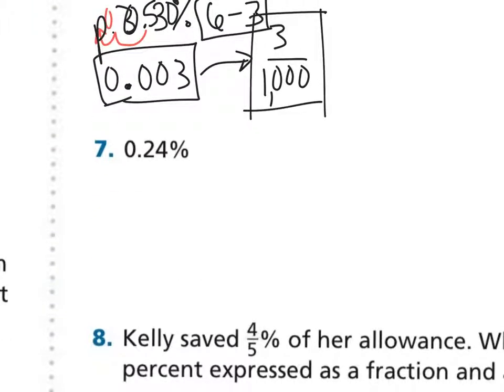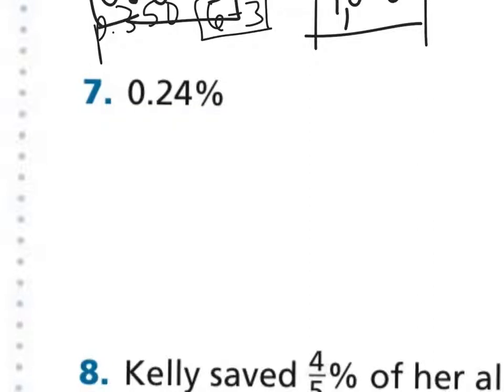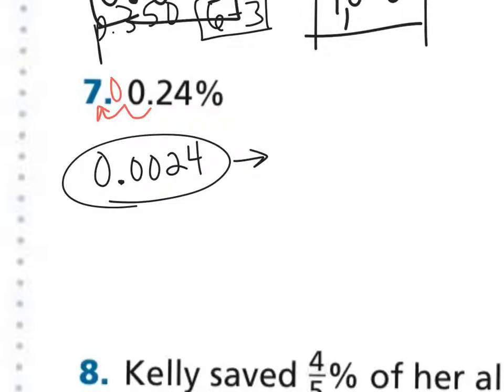So we look at number 7. Again, this is a small percent. This one's already written with the decimal. We still have to find the decimal, but it's not a fraction of a percent like the last one was. So if we go ahead and change this to a decimal, it's moving the decimal 2 places to the left. And so that would be 24 ten-thousandths: tenths, hundredths, thousandths, ten-thousandths. That's our decimal.